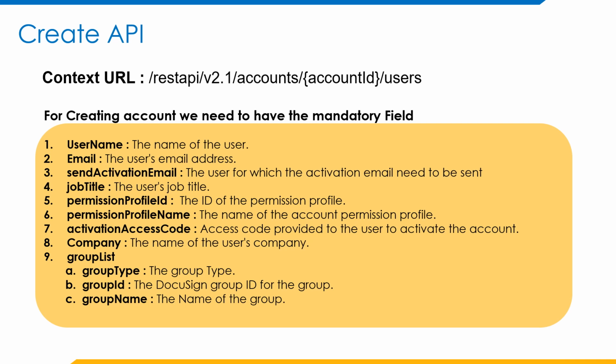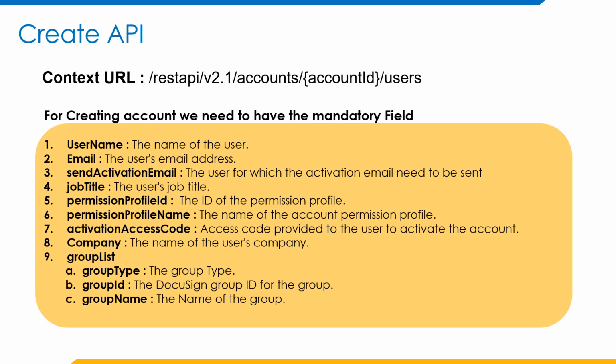This slide is for the create API details, where we will be getting the context URL. The context or the account ID will be different based on the environment. For creating the account, these are the mandatory fields: username, the name of the user; email, the user email address; send activation email, the user for whom the activation email needs to be sent; job title, the user's job; permission profile ID, the ID of the permission; permission profile name, the name of the account permission; and the activation access code. This access code allows the user to activate the account.